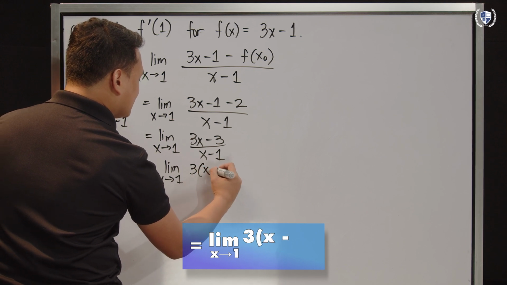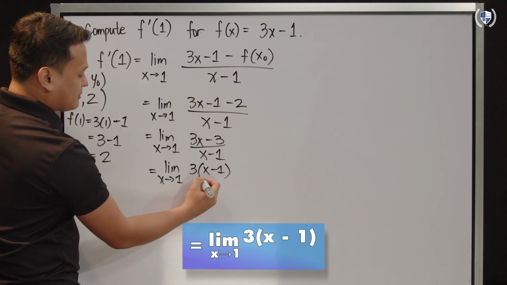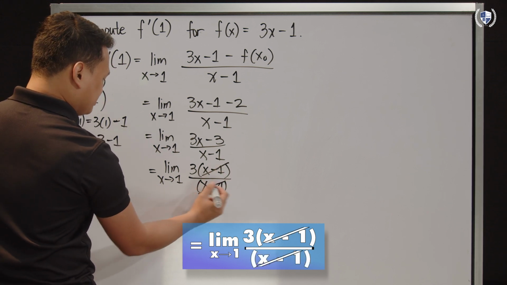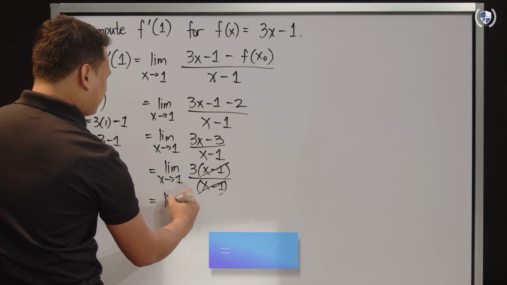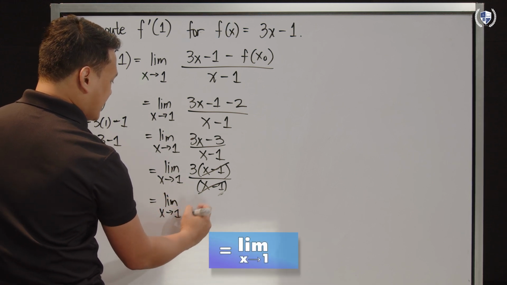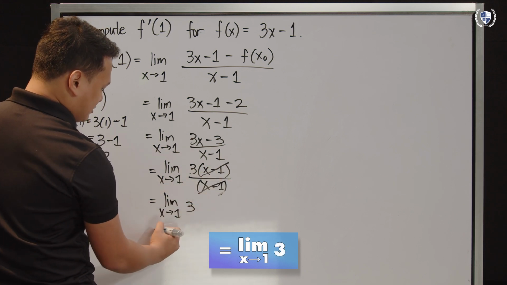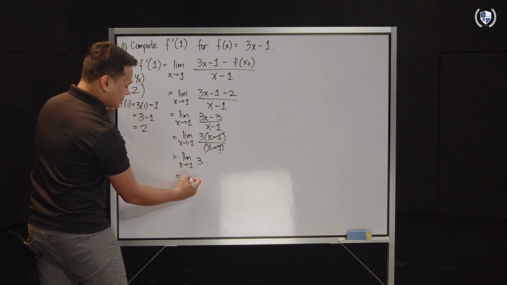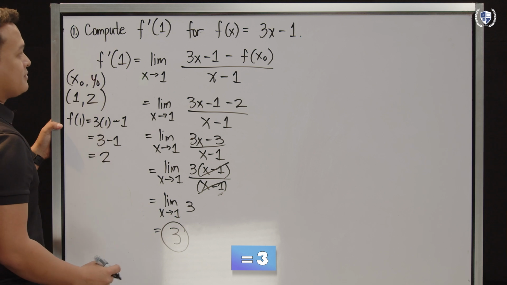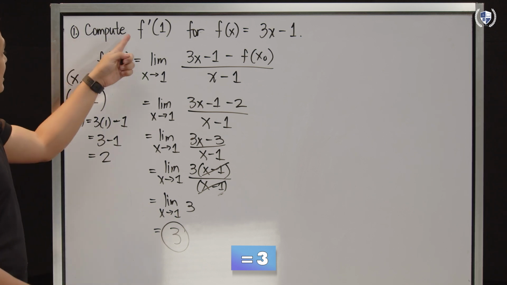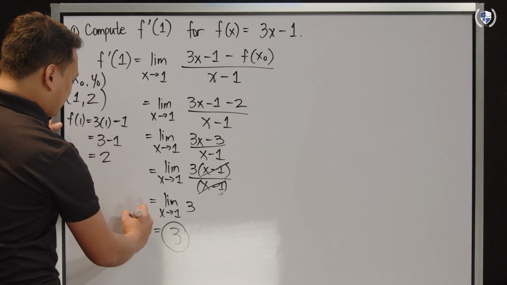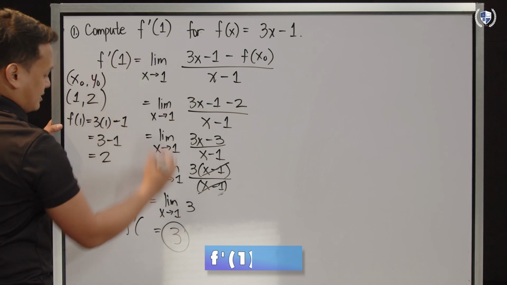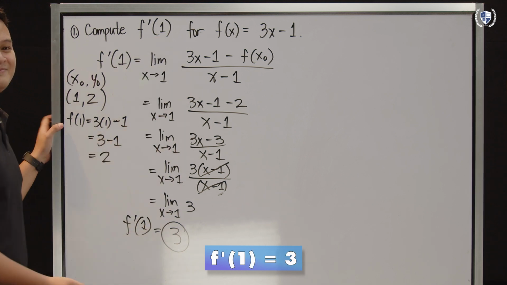So, this one becomes x minus 3 times the quantity x minus 1 all over x minus 1. Next, we can cancel this out. So, therefore, the limit as x approaches 1, ano na lang ang natira dito, that would be 3. And we know by our limit laws that if we're trying to get the limit of a constant value, that would just be equal to the constant value 3. So, ano ang f prime of 1? The f prime of 1 or the derivative of our function f of x na ang value natin ng x ay 1 would be equal to 3.